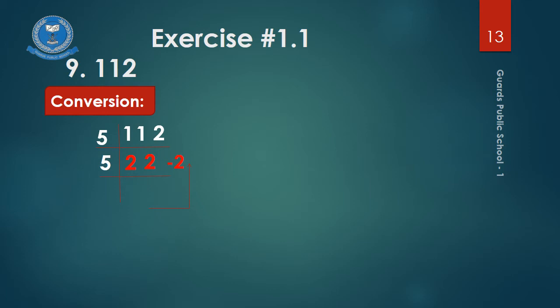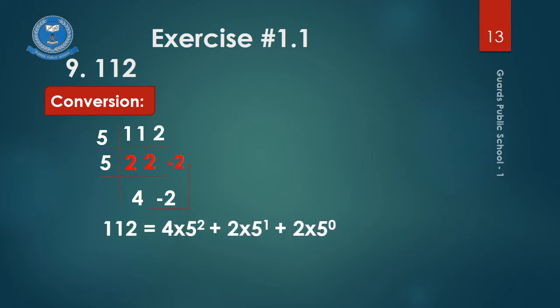Then the number lesser than 22 and divisible by 5 is 20. 5 4s are 20. And tell me the remainder. Yes, it is 2. Write down 2 as remainder. Now, can we divide 4 by 5? Think. Can we divide? No, we cannot divide it further because 4 is lesser than 5. What is the next step? Yes, recall. Write 112 in the expanded form involving exponents of 5 and then the answer. Means 112 is equals to 4, 2, 2 with base 5 and this is the required answer.